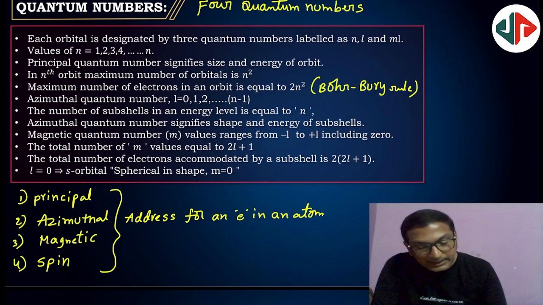Next, the magnetic quantum number, denoted with m. m values are minus l to plus l including 0. That means the magnetic quantum number depends on the azimuthal quantum number. The total number of m values is 2l plus 1. This gives information about the orientations of orbitals in space. The number of electrons in a subshell is equal to 2 into 2l plus 1, or 4l plus 2.